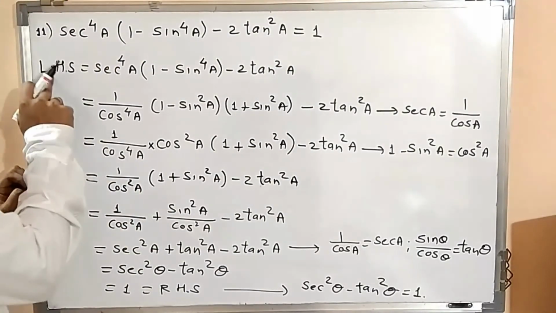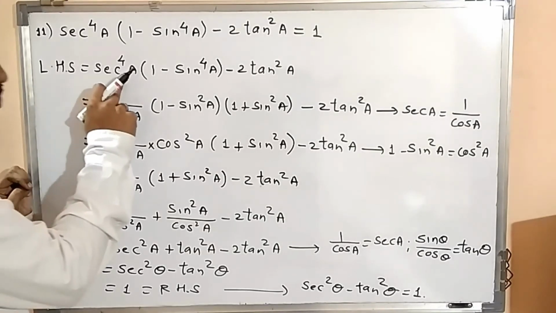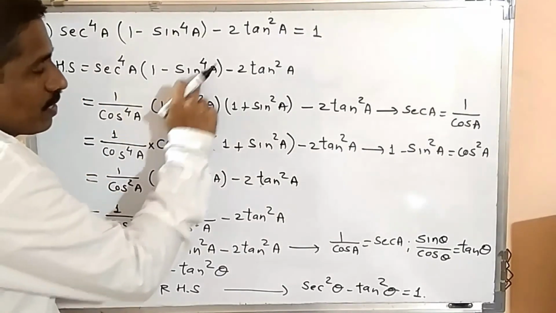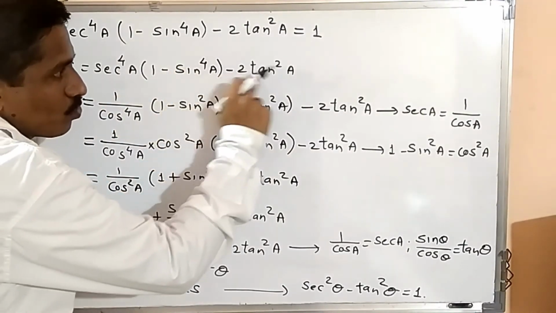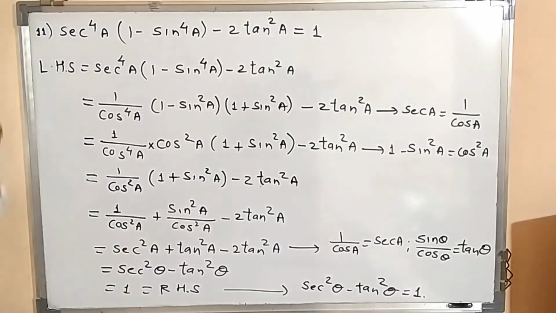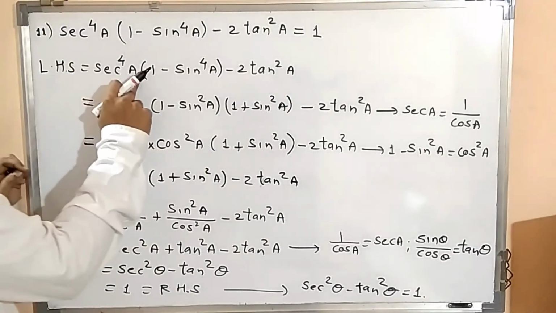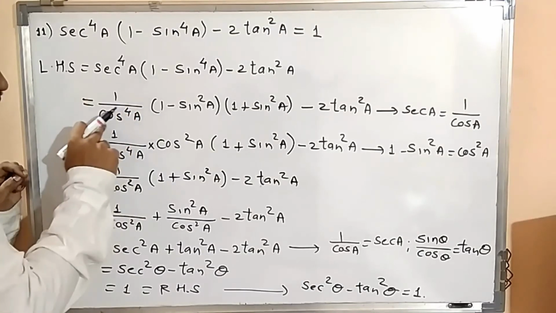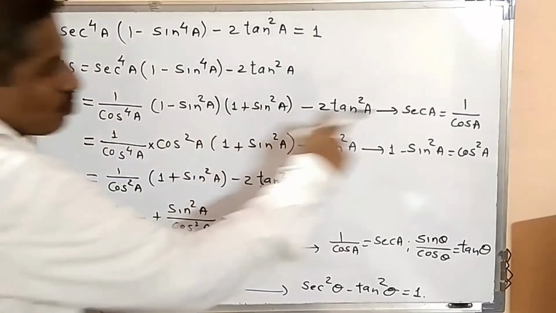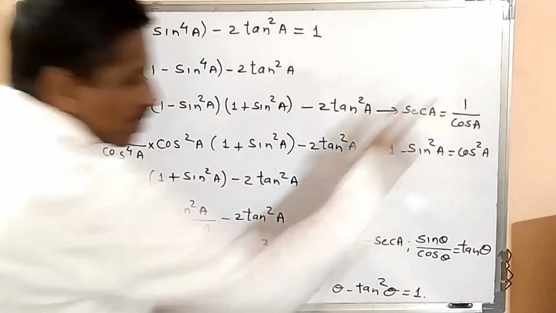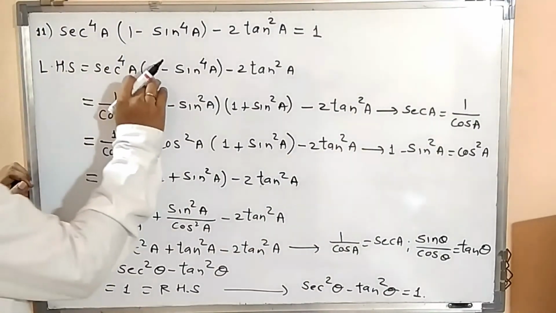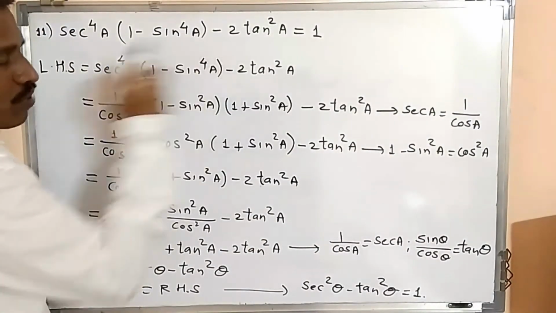We'll start with the left hand side. What is the left hand side? sec^4 A into bracket (1 minus sin^4 A) minus 2 tan^2 A. This sec^4 A, I will write as 1 upon cos^4 A, as I know that sec theta is 1 upon cos theta. This is 1 minus sin^4 A.